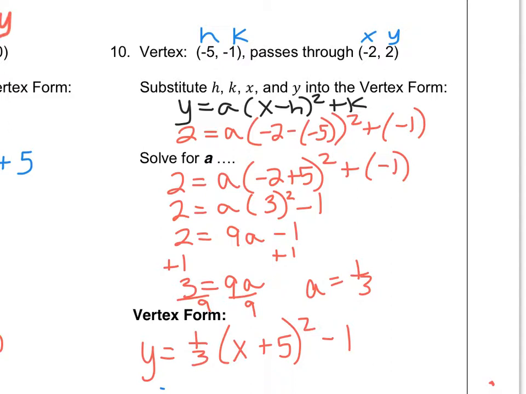The biggest thing to be careful on for this one was when you're substituting in negatives. And I say it a lot, but it's critical that you use parentheses when you are working with negatives. So when I plugged in my -5, it was minus negative, so that became +5. And here I was adding -1, so plus negative keeps it at -1. So here's my final answer, y equals 1/3, parentheses x plus 5 squared minus 1.